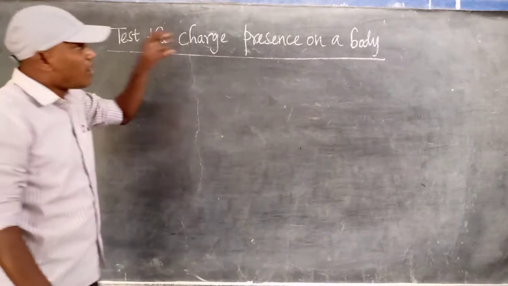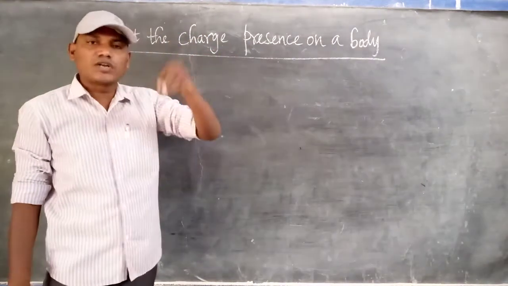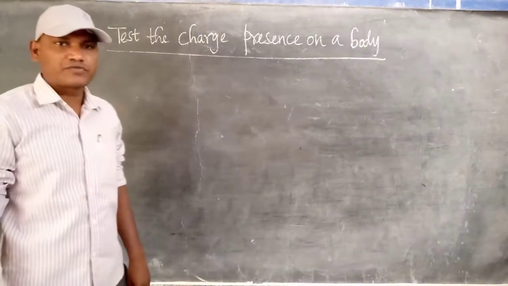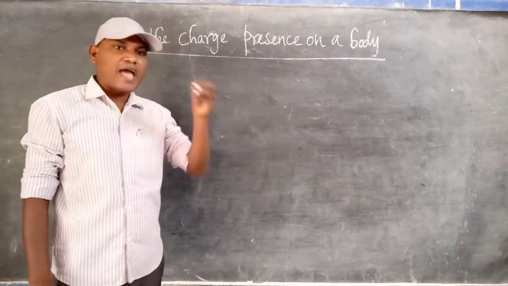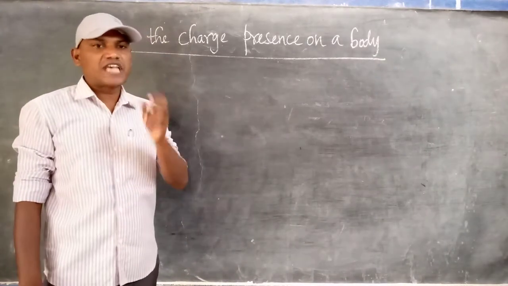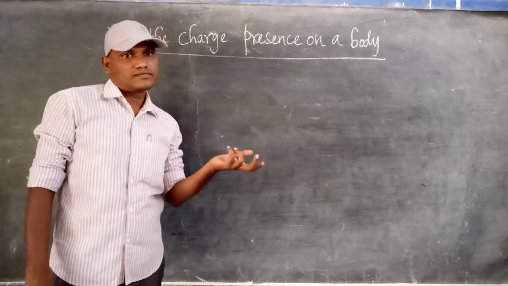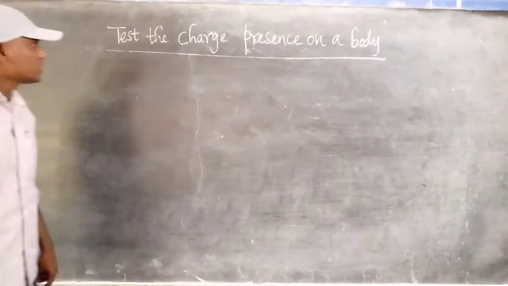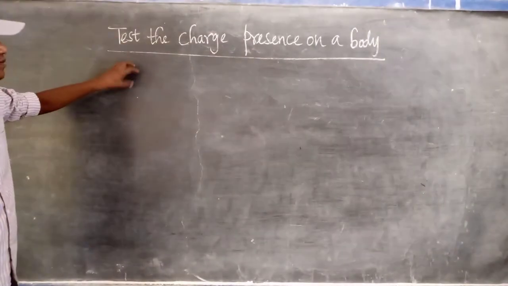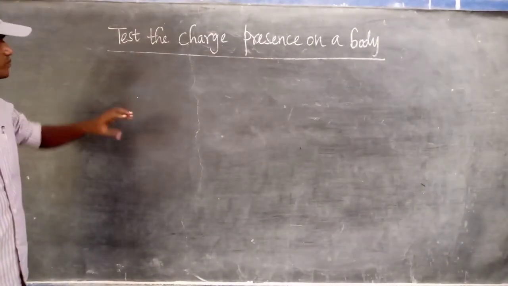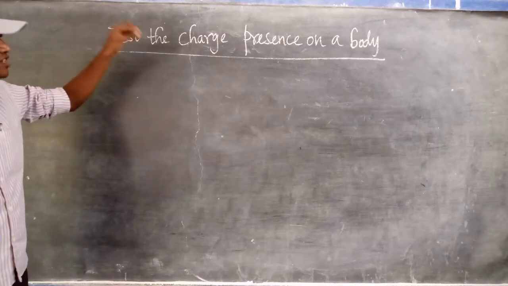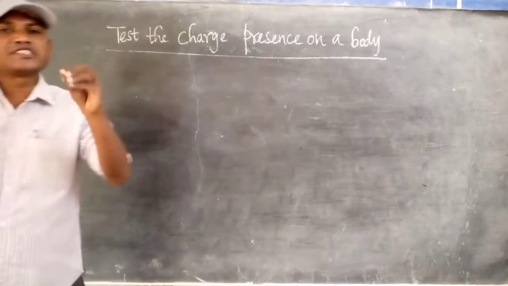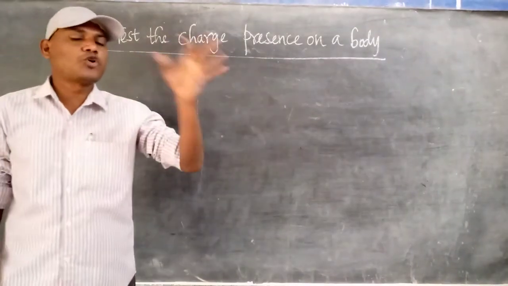It means on the body, which type of charge is present. That is the main point of this concept. Listen very carefully. The body will be having which type of charge? Is it having charge or not? We can easily identify that with the help of one device. To test the charge present on a body, we use a device called the electroscope.